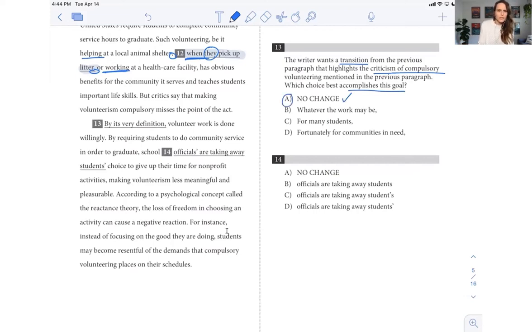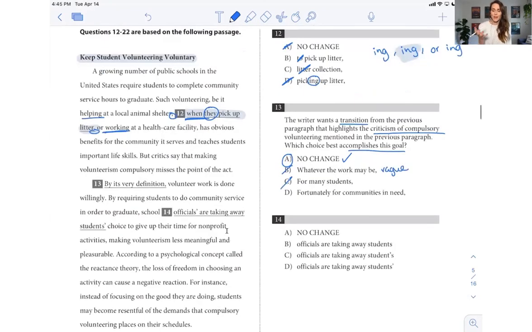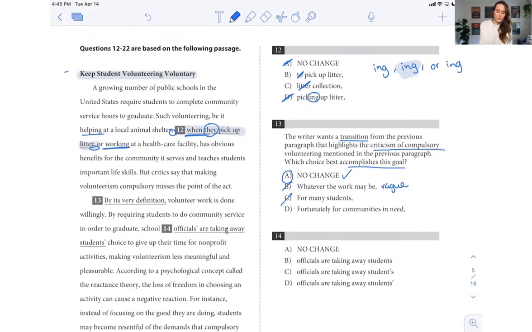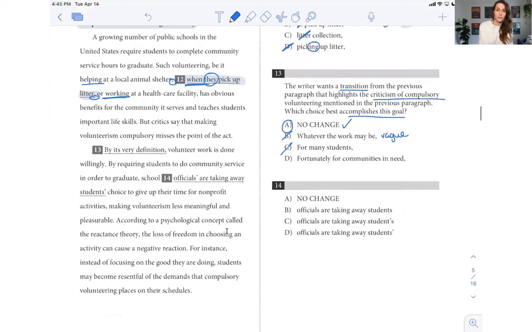The way it is already does this really well. Did I skip over anything? No, I didn't. So it already does it really well. Whatever the work may be is kind of vague. For many students, volunteer work is done willingly. That's not really as powerful as saying that the definition of volunteering is something that's done out of your own free will. So we're not going to go with C. And then fortunately for communities in need, doesn't go back to our main idea, our theme, which was our title, keep student volunteering voluntary. So we're just going to go with answer choice A for that one.